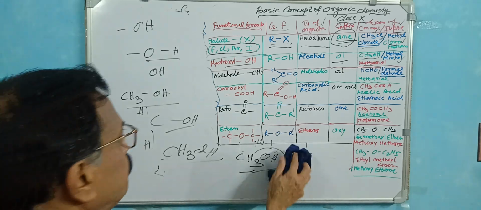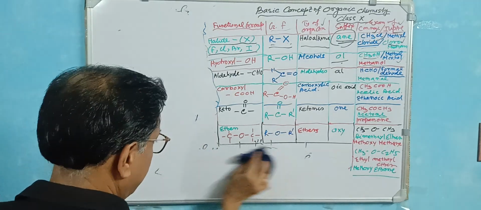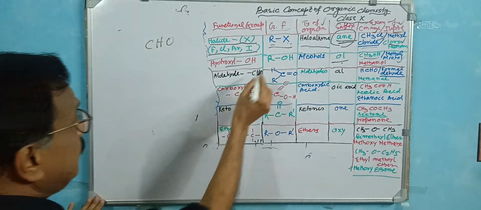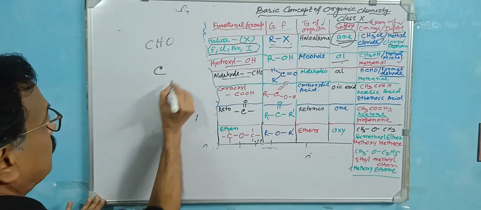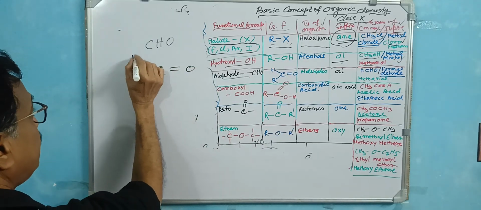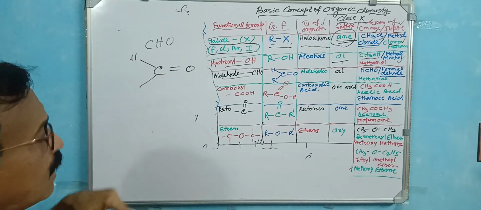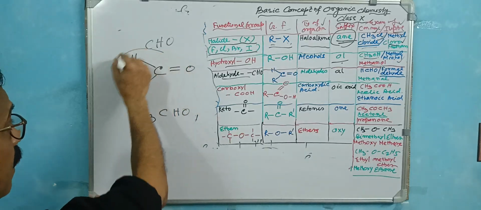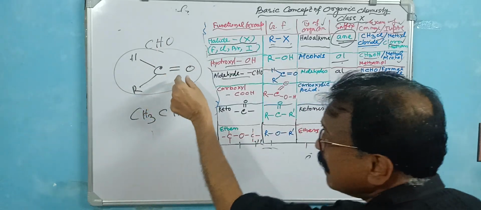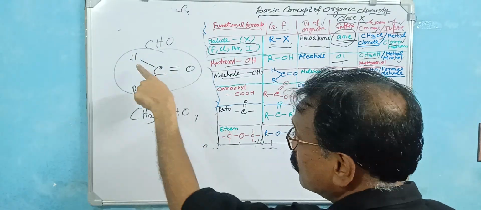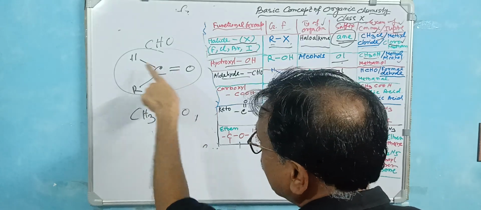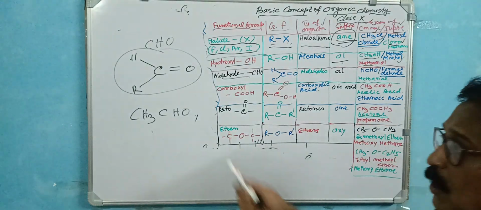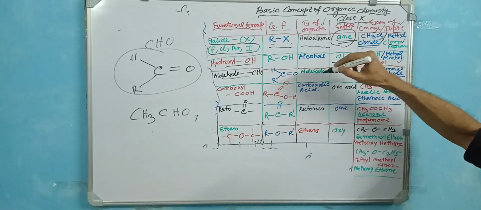Now the aldehyde: what is the functional structure? CHO, aldehyde. That means the carbon has a double bond to oxygen, one hand is H, and the other is open, touching R. That means CH3CHO. In the aldehyde structure CHO, the four hands are complete, with a double bond here and H, and the open hand captures the CH3, methyl or ethyl group. So this is called the aldehyde.